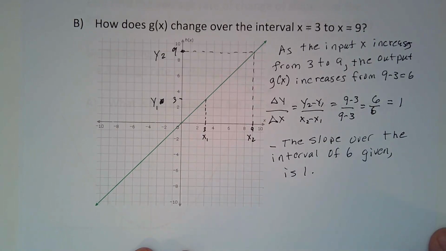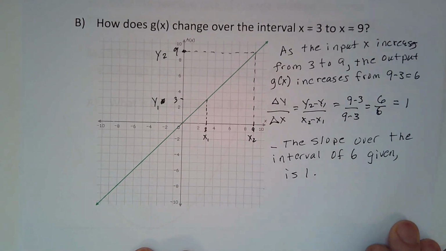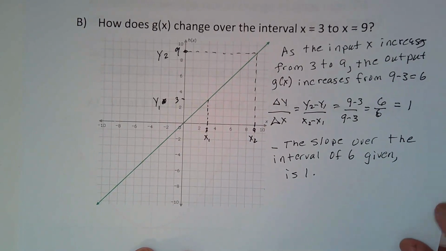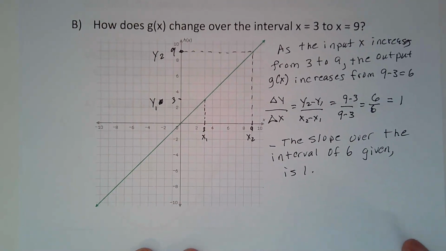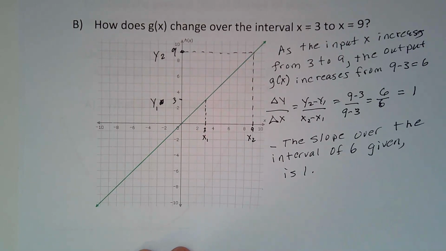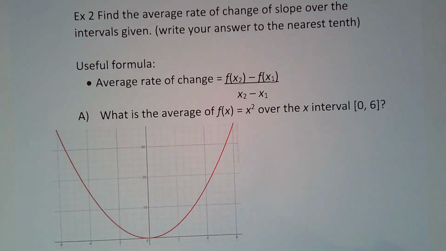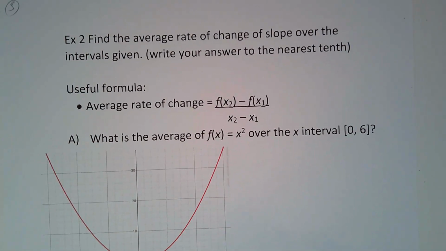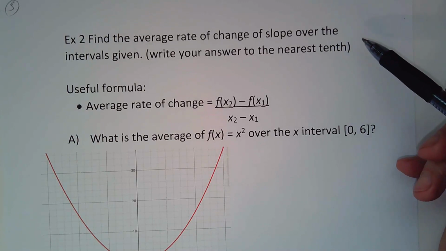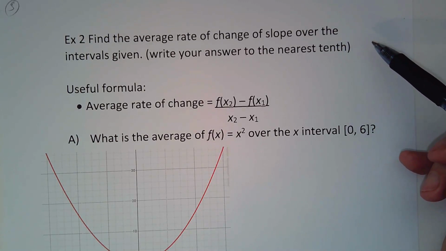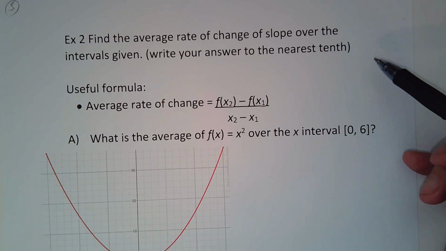So that gives you how we find out the interval for the given slope. Now, let's move on to rate of change. So here we're going to find, and this is our last example, the average rate of change of slope over the interval given.